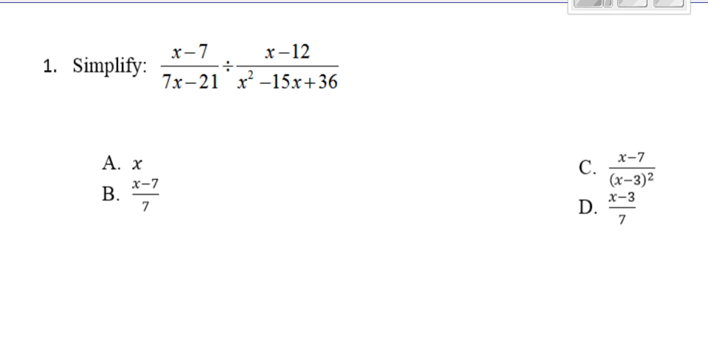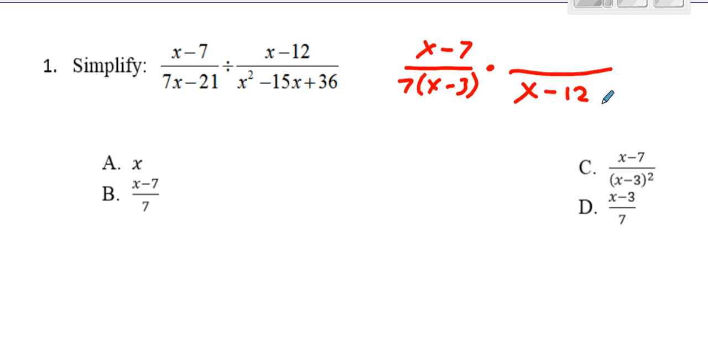In order to simplify, since it's division, we're going to factor everything, but division means you have to flip the second fraction. So when we factor, we're also going to flip the second fraction. X minus 7 doesn't factor. 7x minus 21, you can pull out a 7. And we're flipping the second fraction, so the x minus 12 that doesn't factor goes on bottom.